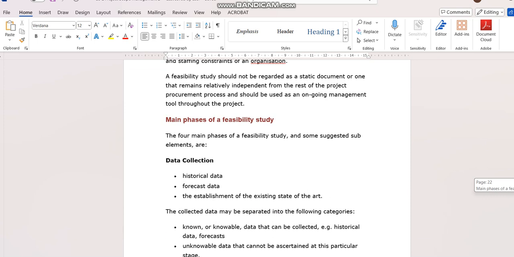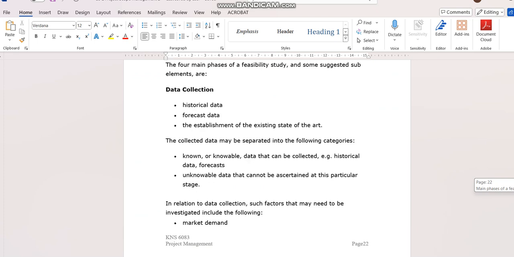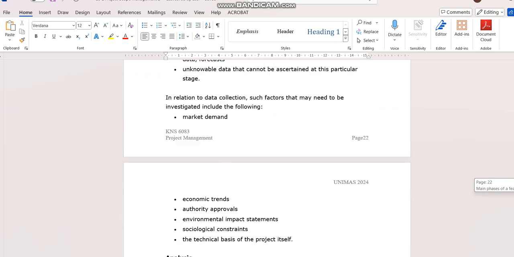So in feasibility studies, we have data collection, okay? There will be very enormous data collection, because it's easy to do it now, because your option is very fixed already.